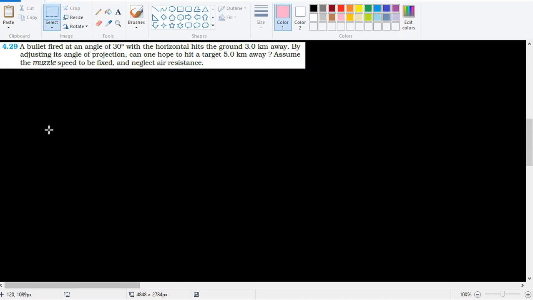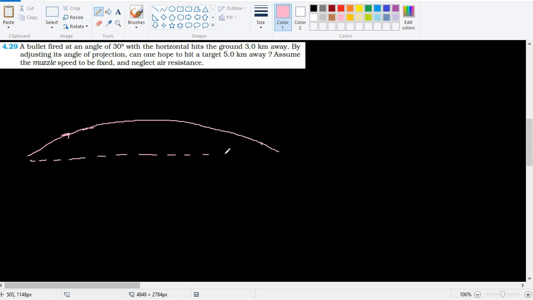A bullet fired at an angle 30 degrees with the horizontal hits the ground 3 kilometers away. By adjusting its angle of projection, can one hope to hit a target 5 kilometers away? So it means a bullet is fired like this, and let's say it's going all the way, something like this. So this is 30 degrees, and this is 3 kilometers away, 3,000 meters. By adjusting its angle of projection, can one hope to hit a target 5 kilometers away?